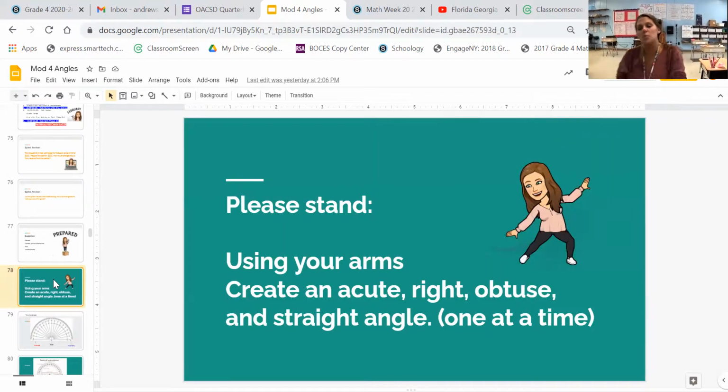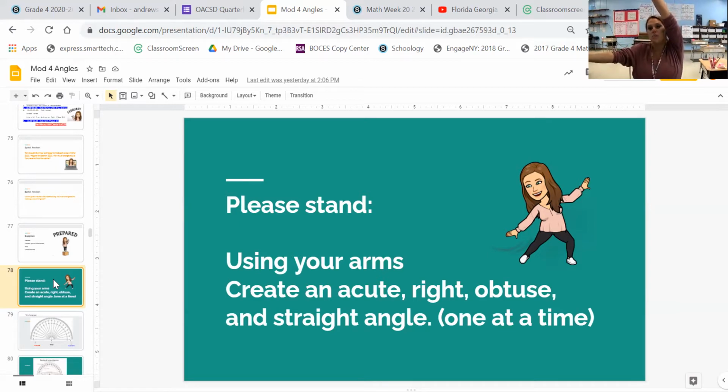What I'd like you to do first is stand. I'm not going to stand because then you won't be able to see me, but we're going to create an acute angle, a right angle, an obtuse angle, and a straight angle. We're going to do one at a time. Let's start with an acute angle. Can you stand and make an acute angle with your arms? Remember, an angle is made up of two rays, and then there's a vertex that connects them.